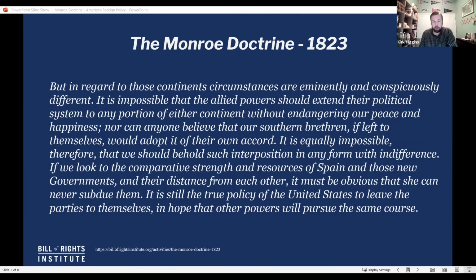"It is still the true policy of the United States to leave the parties to themselves, and hope that other powers will pursue the same course," meaning the United States is going to stay neutral. Spain, if you think about it, you don't really want to do this, so please stay neutral. The United States will take any move that you're making that is a new colonial effort in the New World or opposed to these new countries as a threat to our interests.